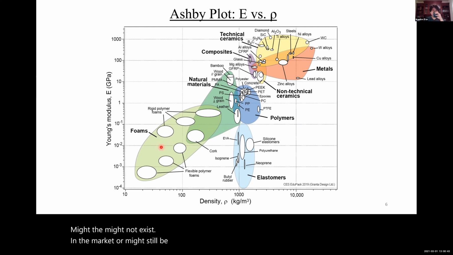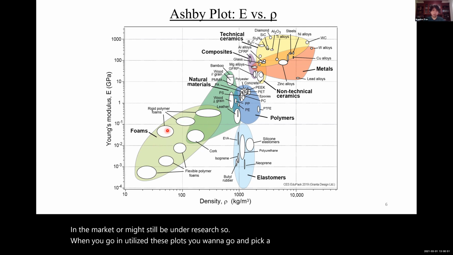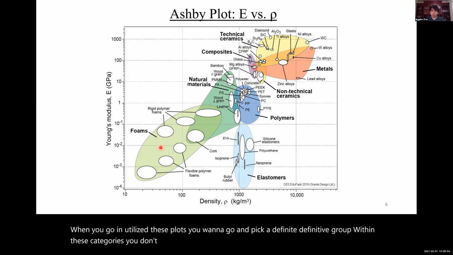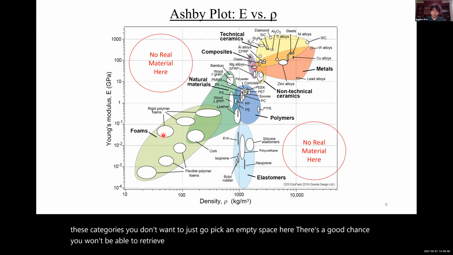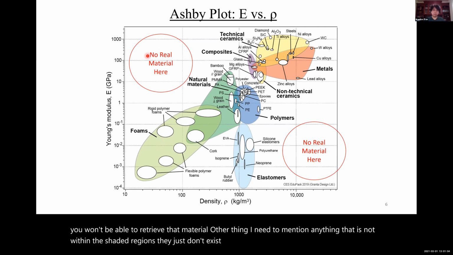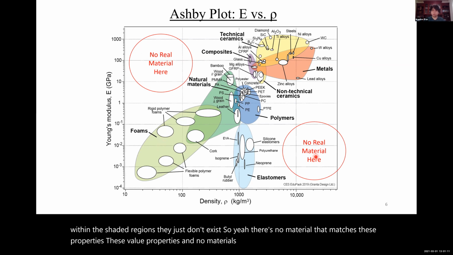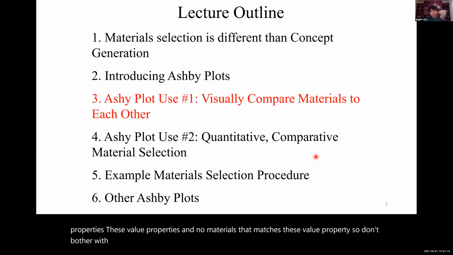So when you go and utilize these plots, you want to go and pick a definitive group within these categories. You don't want to just go pick an empty space here. There's a good chance you won't be able to retrieve that material. Other thing I need to mention, anything that is not within these shaded regions, they just don't exist. So yeah, there's no material that matches these value properties. So don't bother with those or empty spaces.